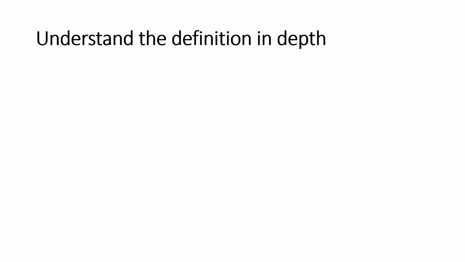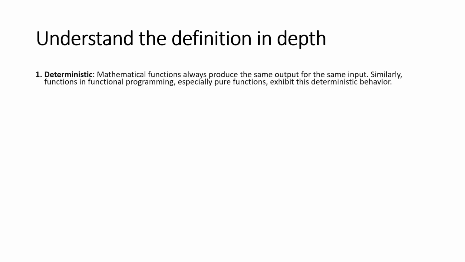Now we will understand the definition of functional programming in depth. So it is deterministic. That means like mathematical functions, it says it is a programming paradigm that treats computation as an evaluation of mathematical expressions. So we need to compare with mathematical functions always. It always produces the same output for the same input, right? So this is deterministic. By seeing the function itself, we can say for this particular input it will produce this kind of output. It won't change. For the same input it will not produce different outputs. Similarly, functions in programming, especially pure functions, exhibit this deterministic behavior, right? In functional programming, the functions are matching with the mathematical functions. They have to match. Then only we call it functional programming.